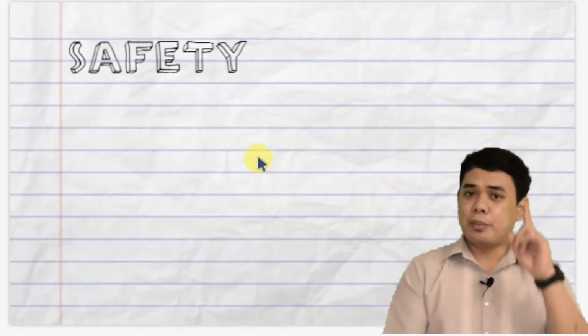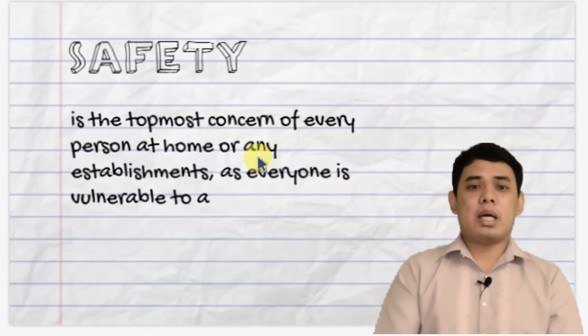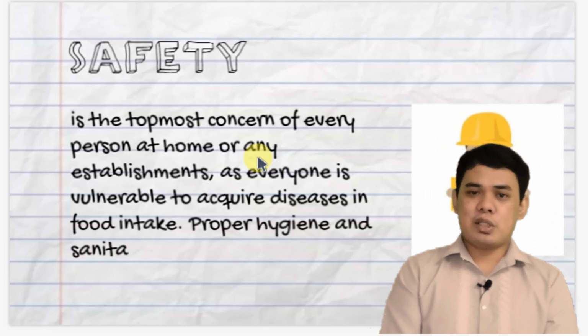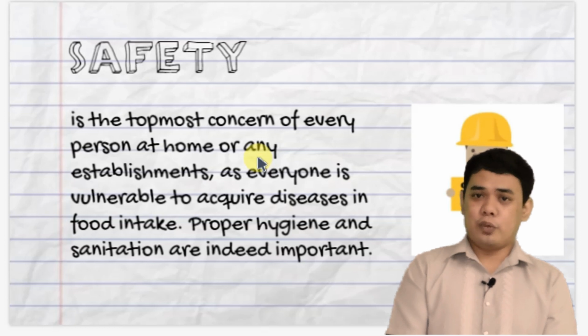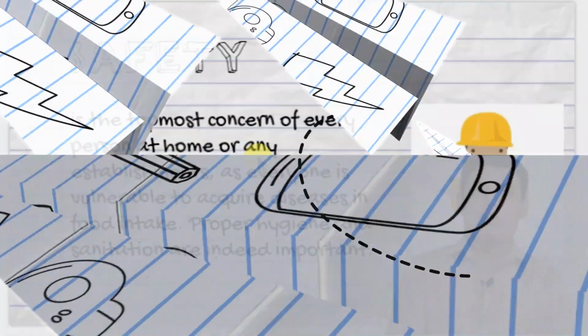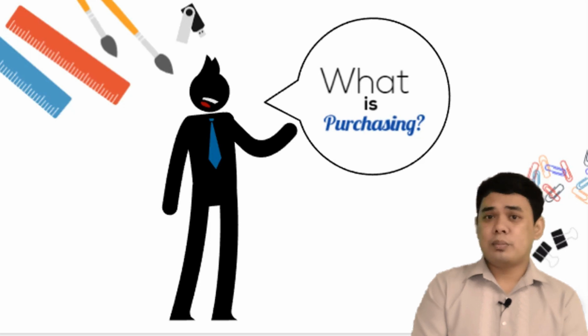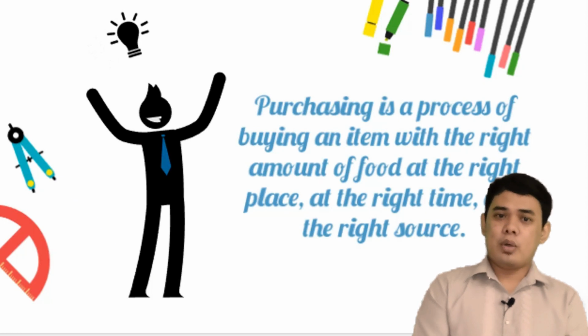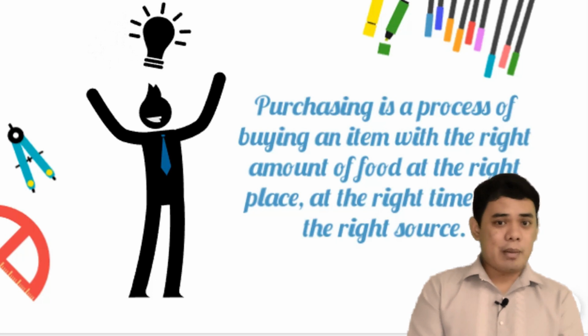But always bear in mind that safety is the topmost concern of every person at home or any establishment, as everyone is vulnerable to acquiring diseases in food intake. Proper hygiene and sanitation are indeed important. So, what is purchasing? Purchasing is a process of buying an item with the right amount of food at the right place, at the right time, and at the right source.